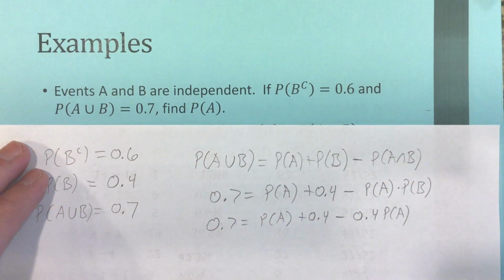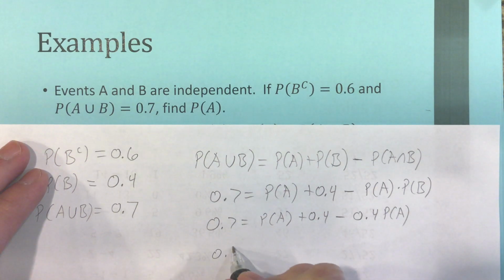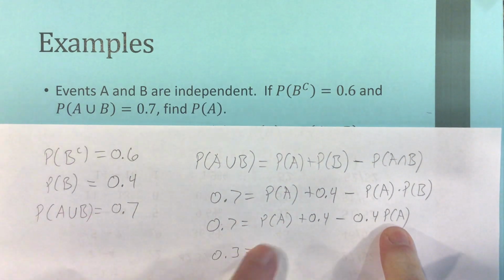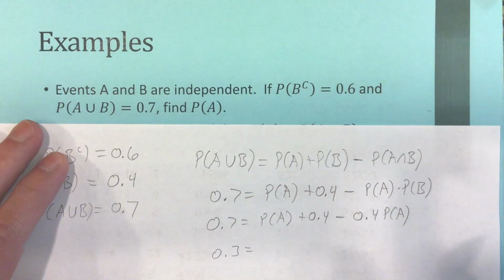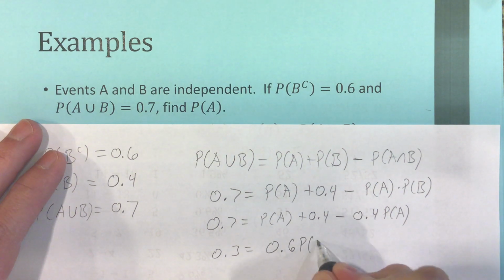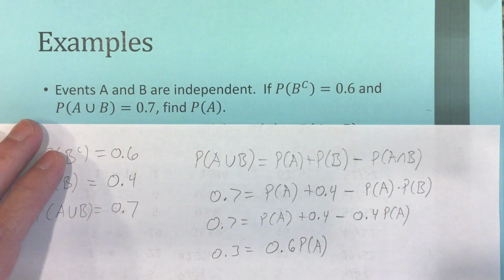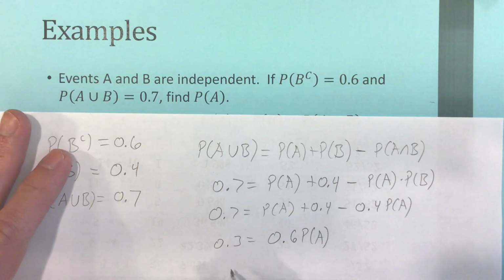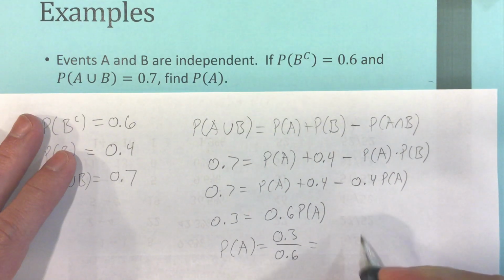And now it's just an algebra problem. Okay, so subtract the 0.4. These are like terms, right? This is 1 times the probability of A minus 0.4 times the probability of A. So 1 minus 0.4 is 0.6. Right? Just pretend that said X and X, right? Just algebra. And divide. So the probability of A is 1/2 or 0.5.